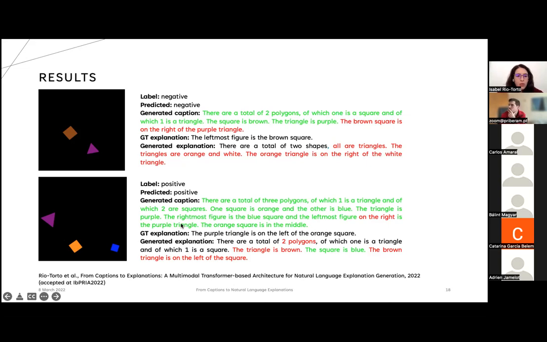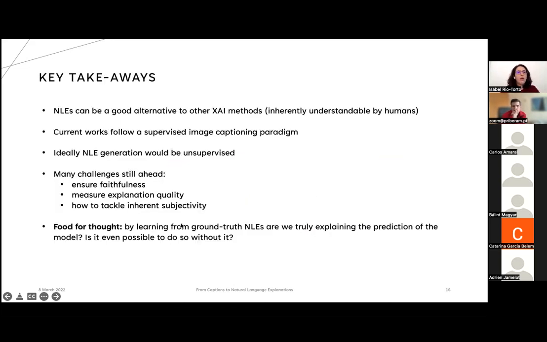And just to finish, I wanted to give you a brief overview on natural language explanation generation. These can be a good alternative to other explainable AI methods. They can complement other explainable AI methods, mainly because they are inherently understandable by humans. As you saw, the majority of the works follow this kind of supervised image captioning paradigm. And well, that's just my, let's say, personal opinion at the moment. Maybe you can change my mind, I don't know.